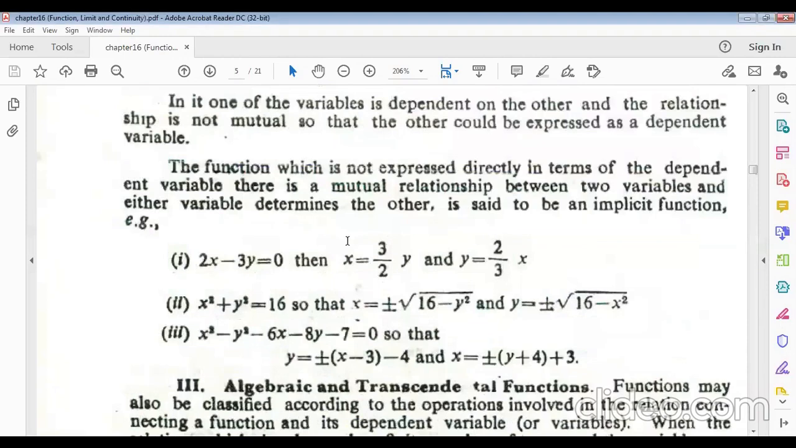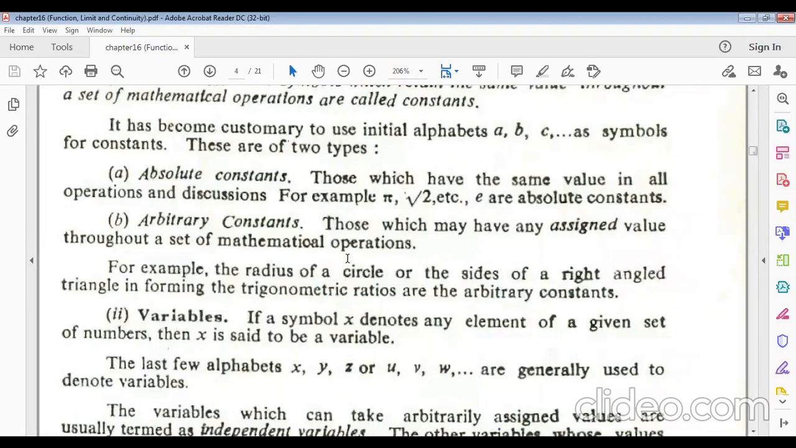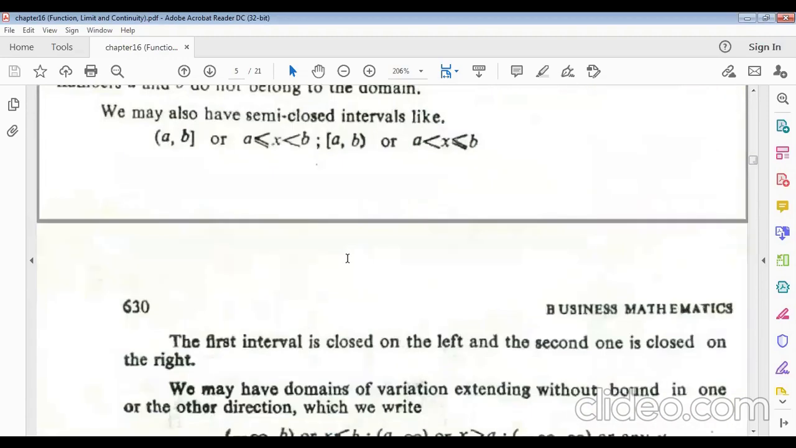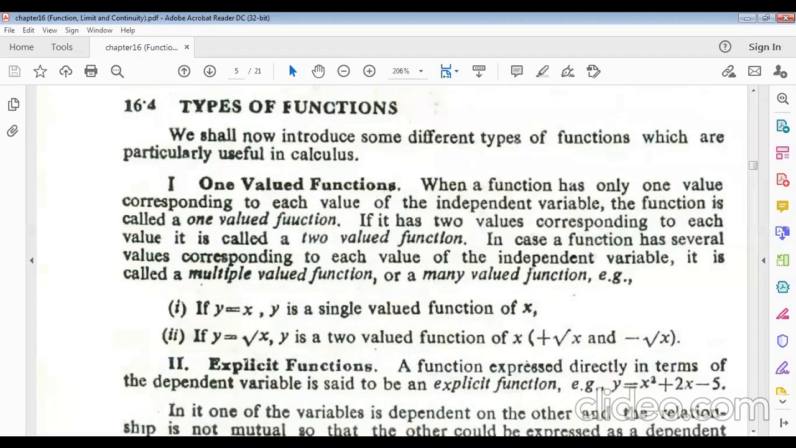So first of all, what is a function? We have studied variable and constant. Now types of function: one valued function. What actually is a one valued function? Function means a relation between two variables. We must know about this.